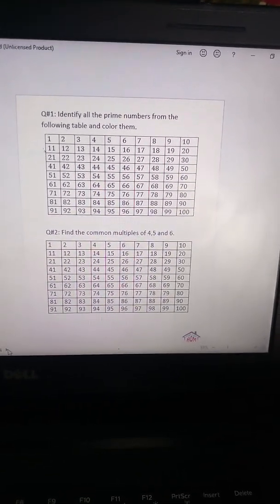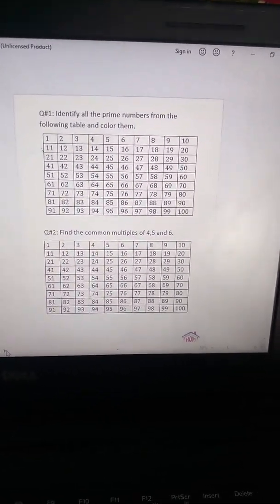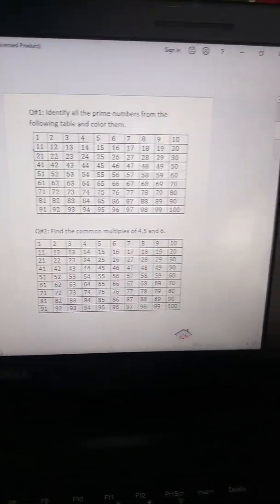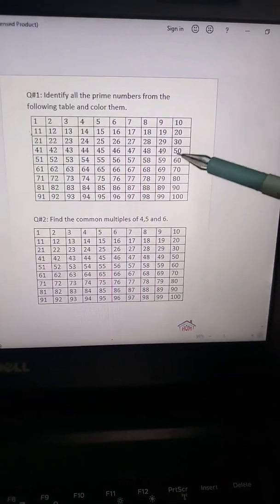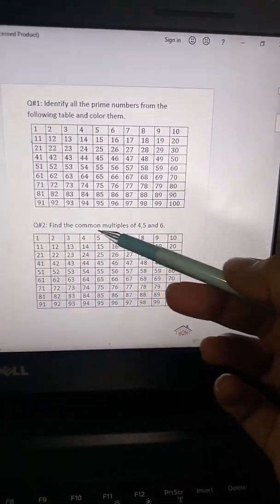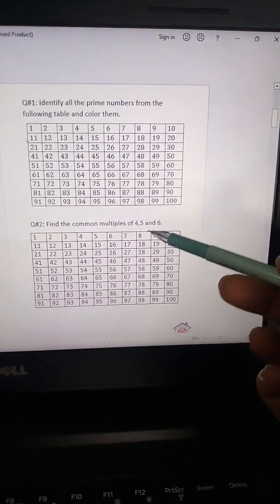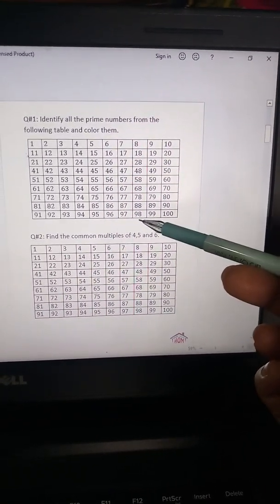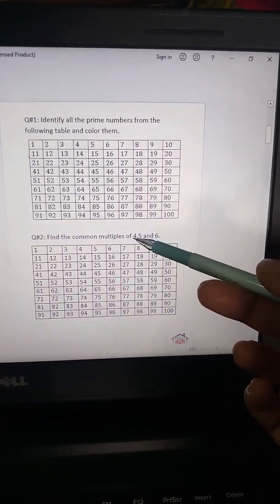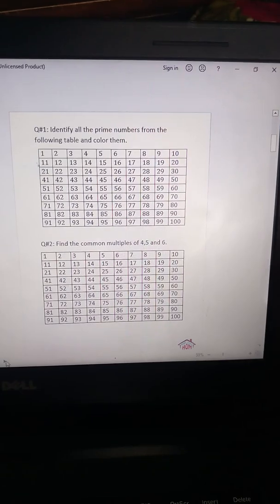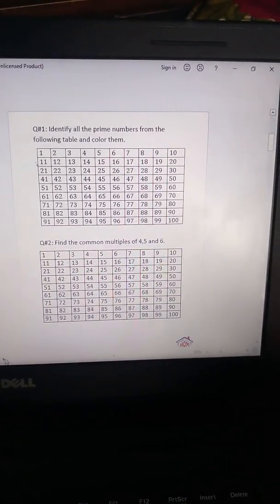As you know, a prime number is a number that has only two factors, or that comes only in its own table. So you have to find the prime numbers and color them. Question number 2 is: find the common multiples of 4, 5 and 6. You have to find the multiples that come in the tables of 4, 5 and 6 together, and then you have to color them out.